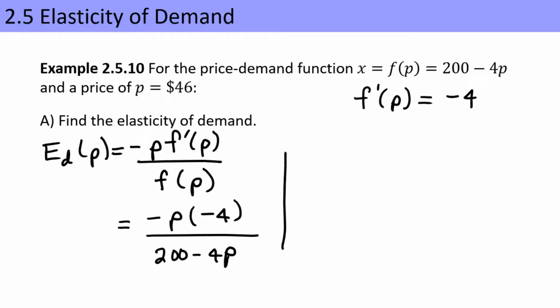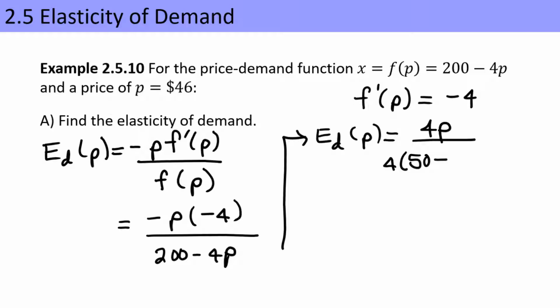So we'll come up here and we'll say the elasticity of demand with respect to P is negative times negative in the numerator will give us a positive 4P, and in the denominator we can factor out a 4, which will then be 200 divided by 4 is 50 minus 4P divided by 4 is just P. Canceling the 4's, we get that the elasticity of demand is P divided by 50 minus P.